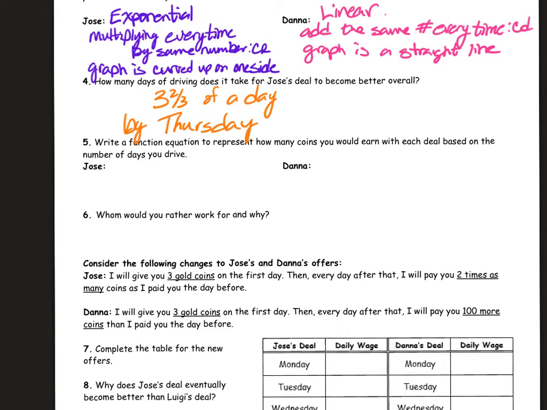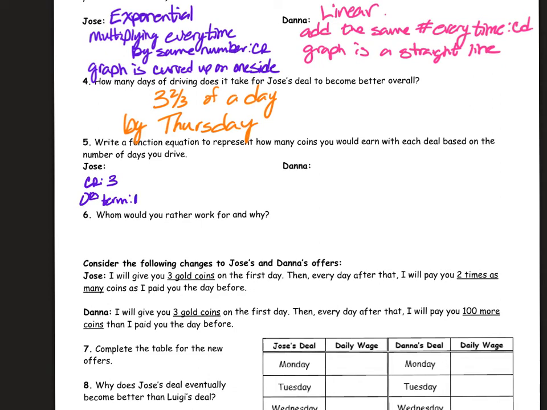Okay, so with Jose, we have a common ratio of 3 because we're multiplying by 3 every time, right? And then we have a 0th term. Monday's my first day, so I need the 0th term, not the first term. Monday's my first term. So if Monday I made $3, right, and I'm multiplying by 3, if I go back 1 to the 0th term, it would be 1.